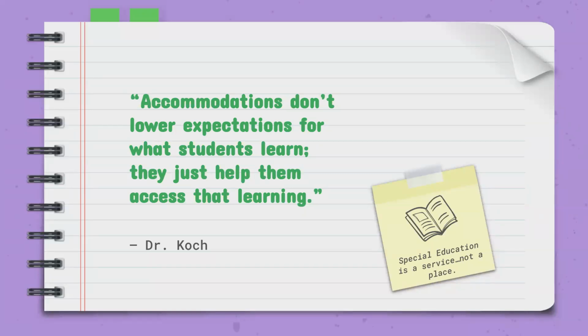Okay, so this is just how I explain this. This is my own quote. Accommodations do not lower expectations for what students learn. They just help them access that learning. Okay, I always like to explain, let's imagine that we have $2 bills hanging from the ceiling. Okay, we have one student who's 7'1" and one student who's 4'10". And they're standing underneath these same $2 bills hanging from the ceiling. And I say, okay, the first one who gets to those dollar bills gets to keep both of them. How fair is that?